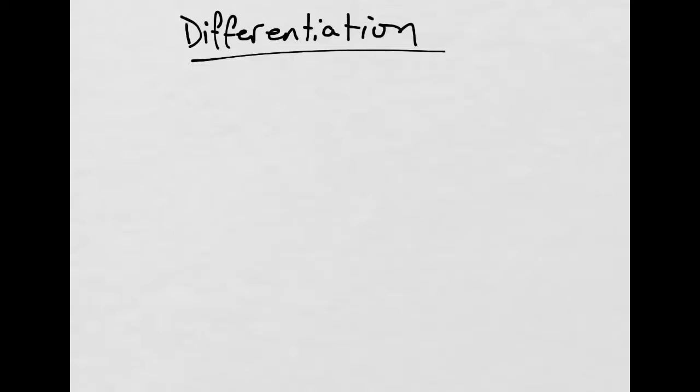Let's take a look at differentiation. There's a lot of stuff in this section, but hopefully we don't have to spend too much time reviewing it. There's going to be a lot of writing if you're copying these down. But the first thing that I want to talk about is the limit definition of the derivative.